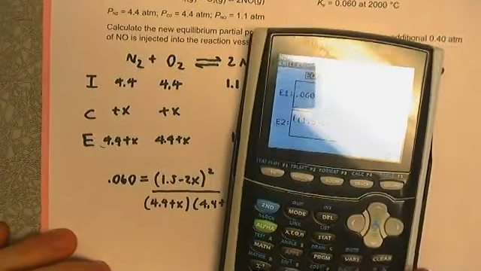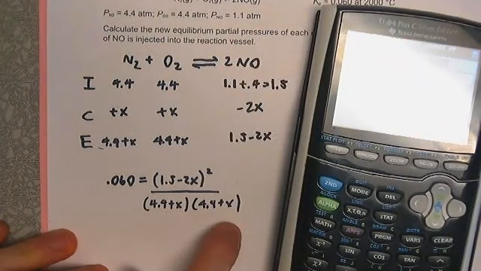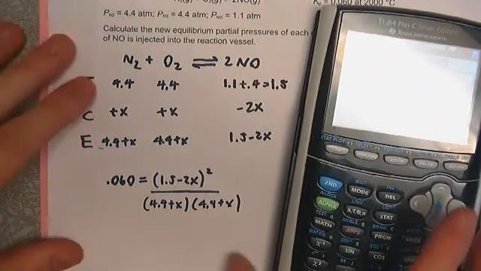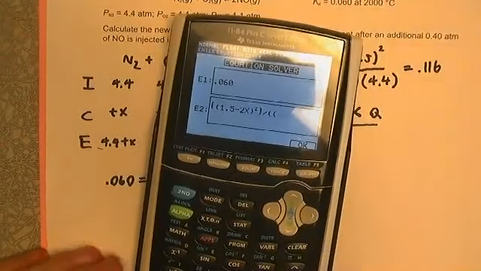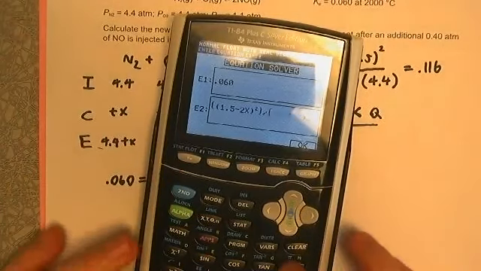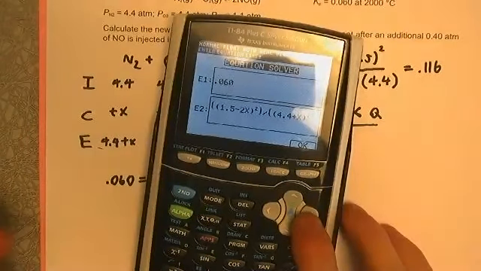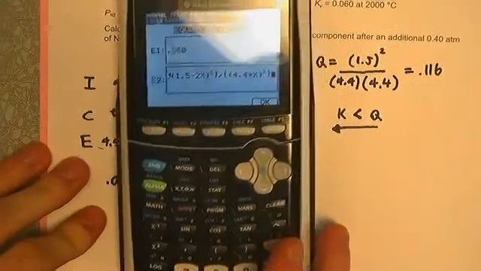Now we go to the denominator. If you notice, this is just 4.4 plus x times 4.4 plus x, or just 4.4 plus x squared. So I'm going to do that. Parentheses for the denominator, and then 4.4 plus x squared. Again, we're not squaring the x, we're squaring the whole thing. Enter. Okay, so now that looks good.